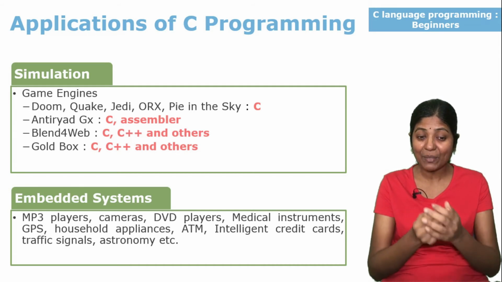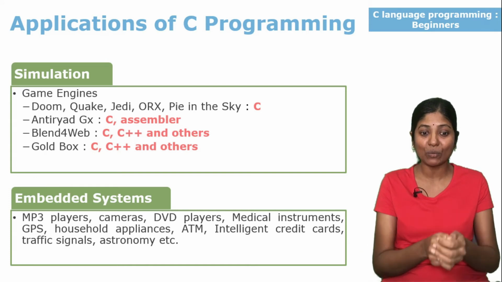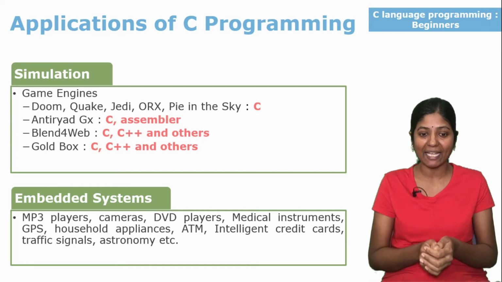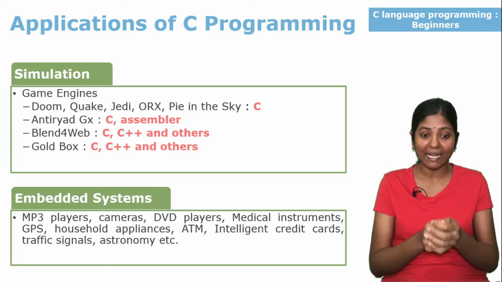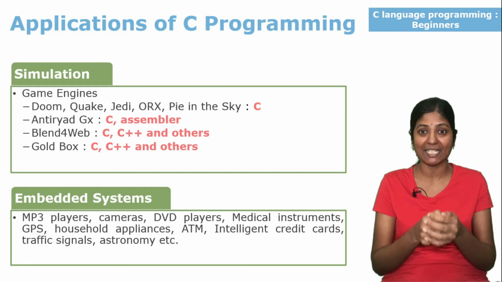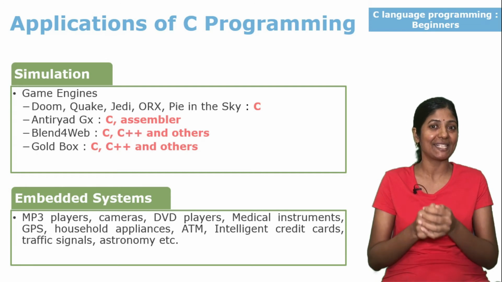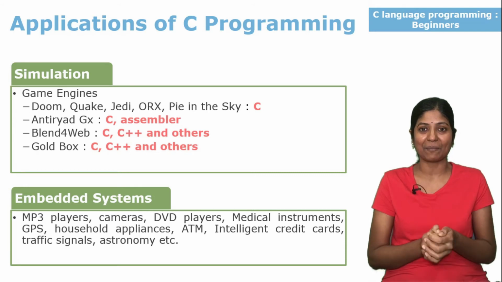These are examples of gaming engines which are developed using C language: Doom, Quake, Pie in the Sky, JD, RX, Anterior GX, Blend for Web and Goldbox. All these are the game engines which are developed using C language. Not only that, the embedded systems.